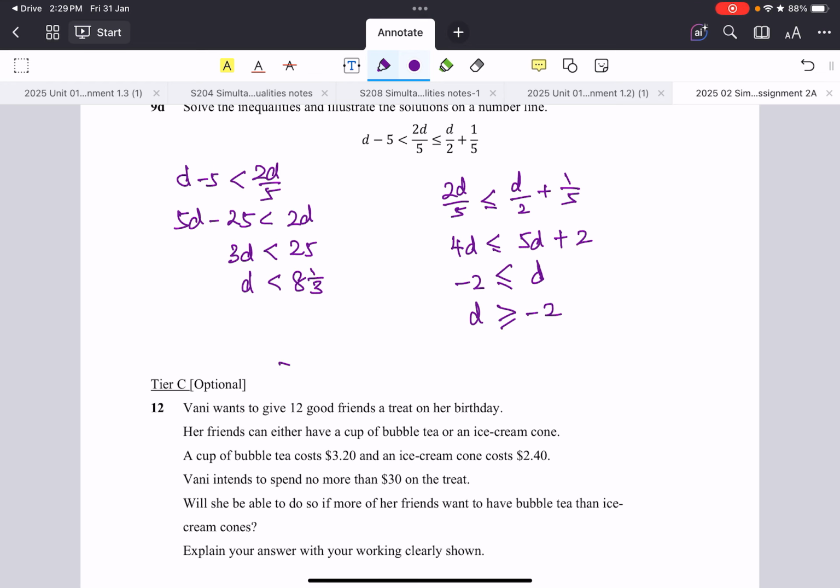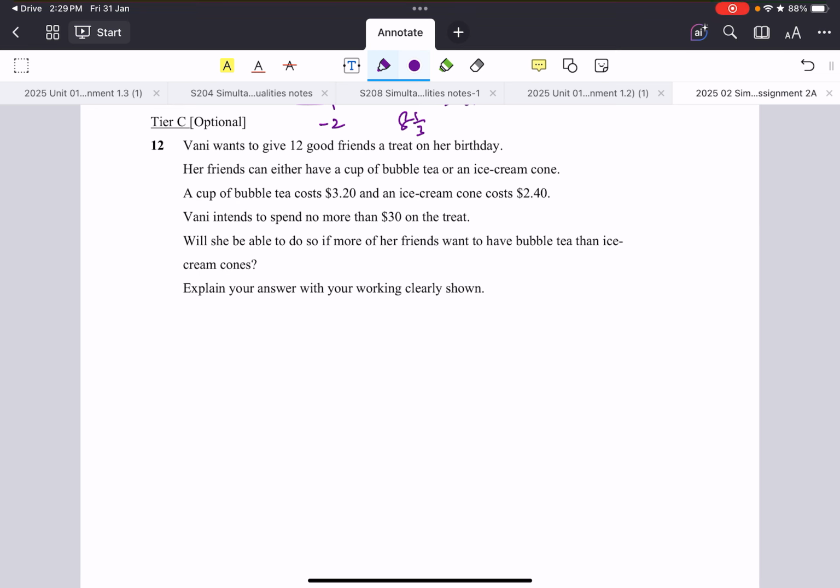Put it on the number line, on the D number line. This time round we are dealing with -2 and 8 and 1/3. Go this way, go this way. The region we want is over here. Therefore, D is going to be in between -2, which could be equals, and 8 and 1/3. There, nicely done.